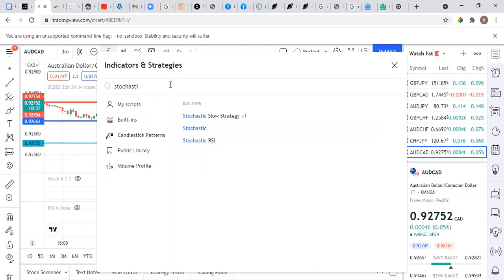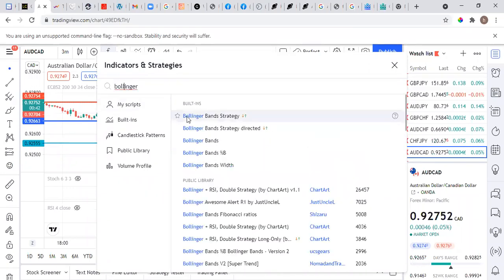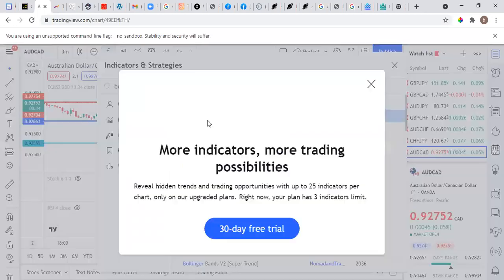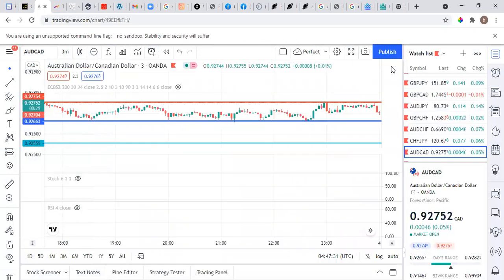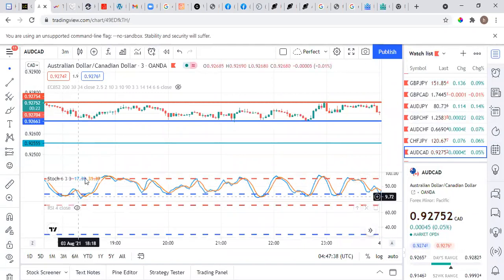Whatever you're looking for, if you're looking for the Bollinger Band, you can just click this first one, Bollinger Band strategy, and it should bring it up. I have 3 indicators opened already, so I won't be able to open another. Right now I'm using the stochastic. This is the stochastic, and this is the RSI.